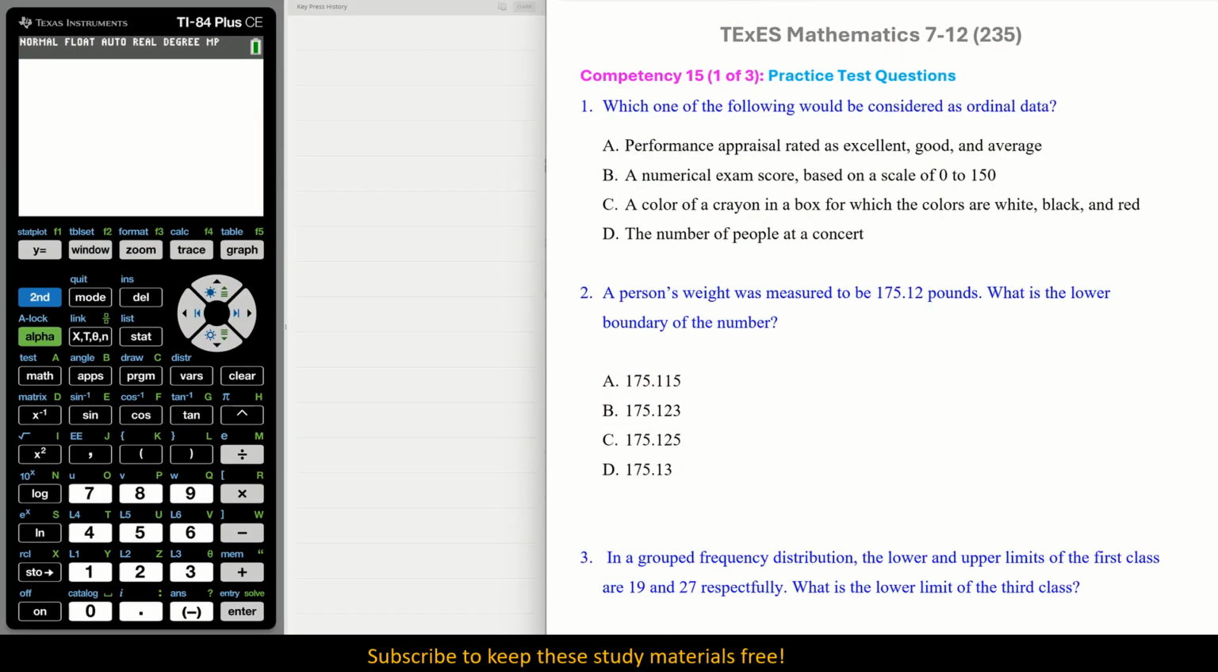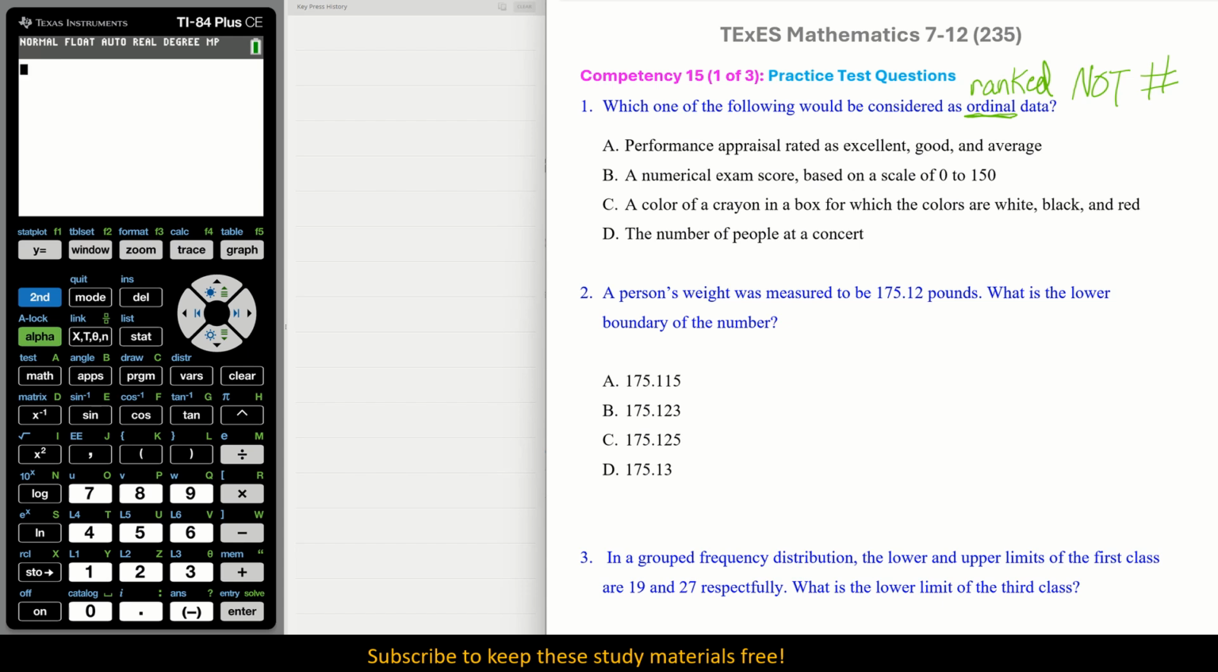Number 1, which one of the following would be considered ordinal data? For ordinal data, well, first off, this is not really a calculator type question, but you do need to know your aspects of ordinal data. That means we're looking at rank. There is a ranking order, but not a numerical type of ordering. That being said, let's take a look.